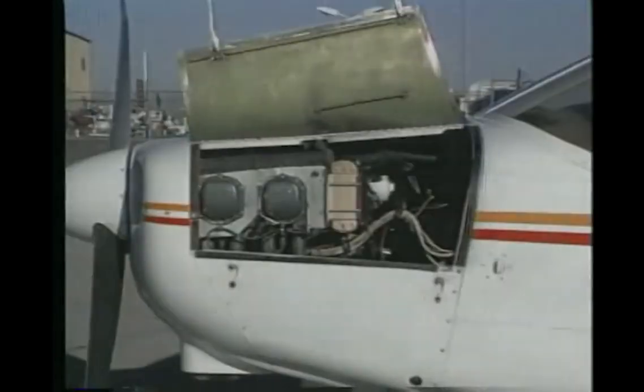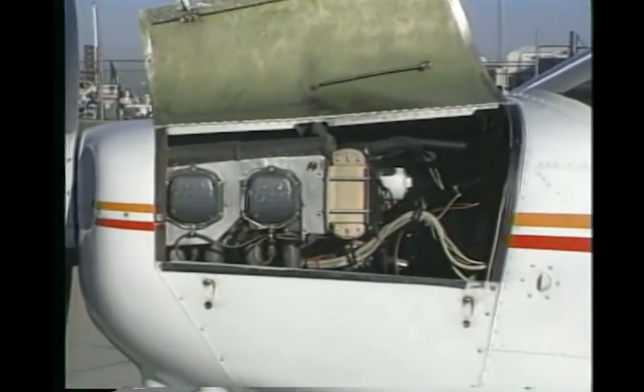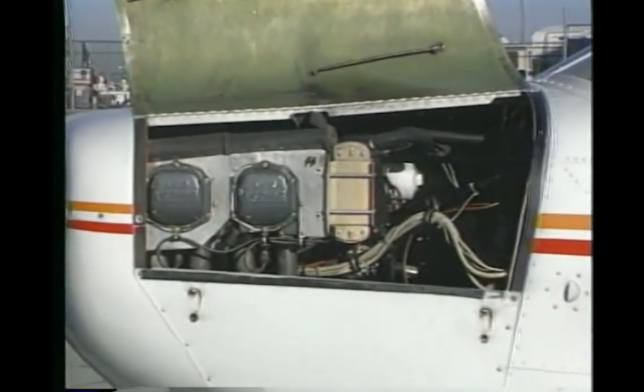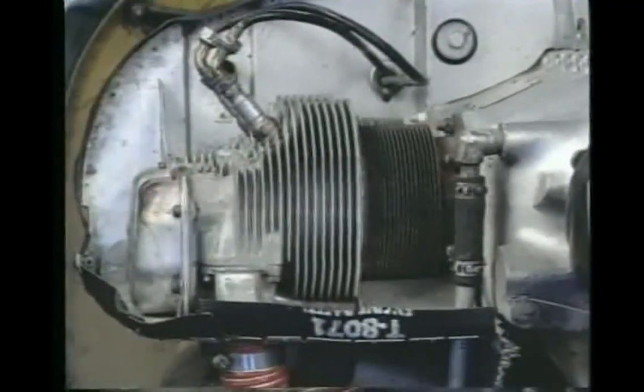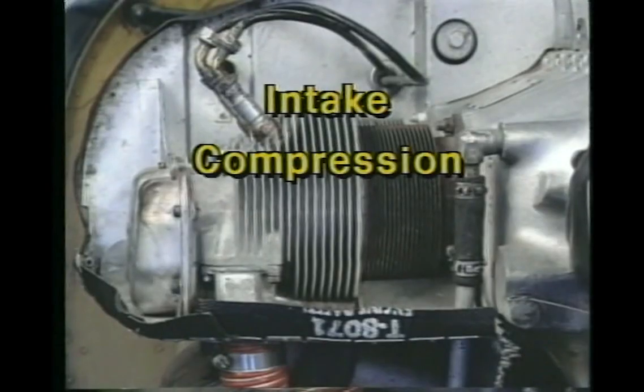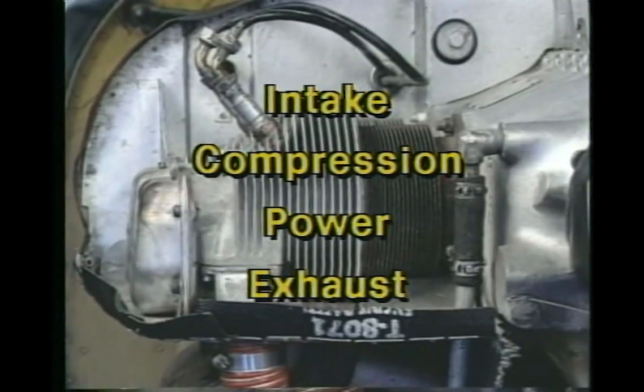In many ways, the engine in an airplane is similar to the engine in your car. Both produce mechanical energy through a cycle which occurs within the cylinders. There are 4 strokes to every cycle: intake, compression, power, and exhaust.